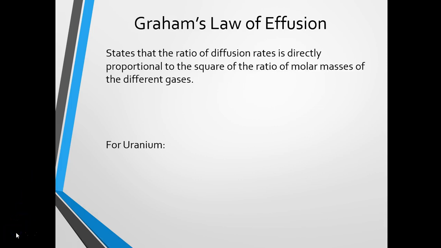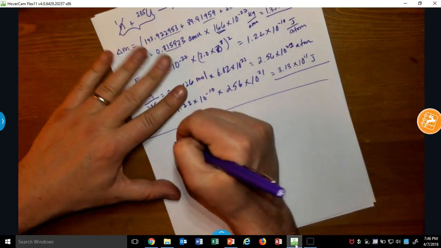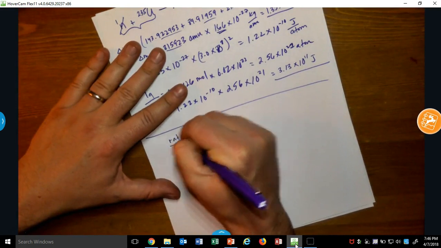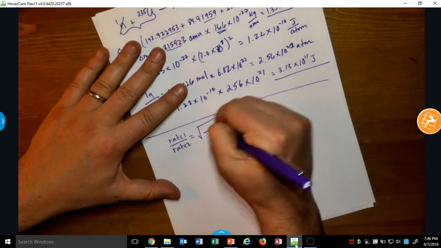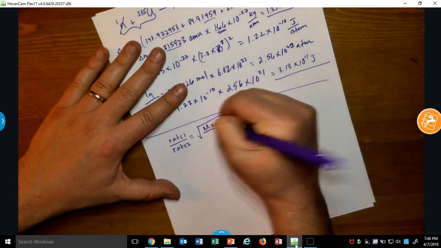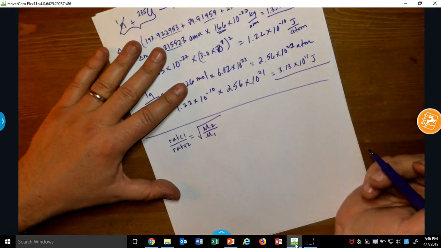Graham's law says that the ratio of diffusion of two different gases will be directly proportional to the square root of the ratio of the molar masses of the different gases. So the general formula looks like this. The ratio of rate 1 over rate 2 is equal to the square root of the molar mass of compound 2 over the molar mass of compound 1.